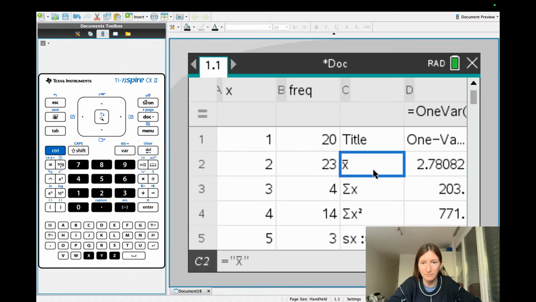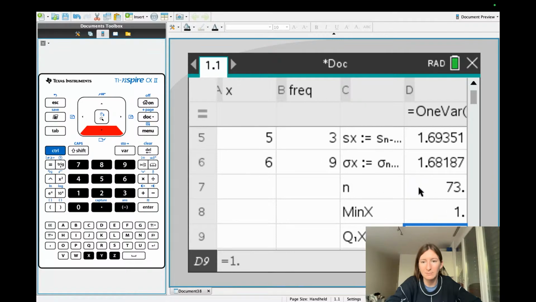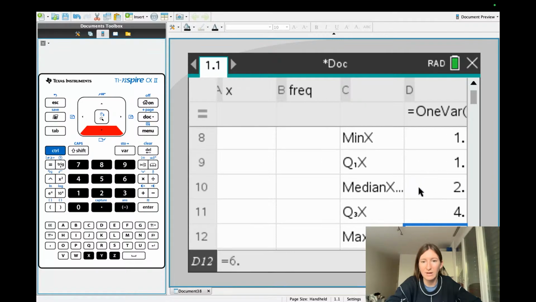So I get the mean, X bar, with the bar on top is your mean, your average calculated. If you have to show calculations, this is the sum of all your X values. But the most important is down here. See that you get your 5-number summary already calculated for you. This is your minimum value, which is 1, my quartile 1, my median, my quartile 3, and my maximum.